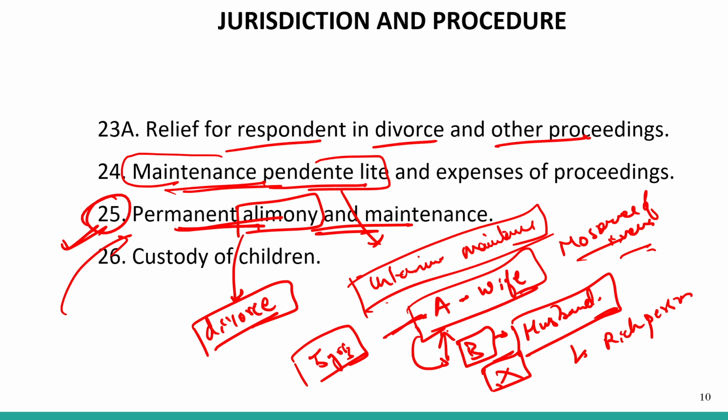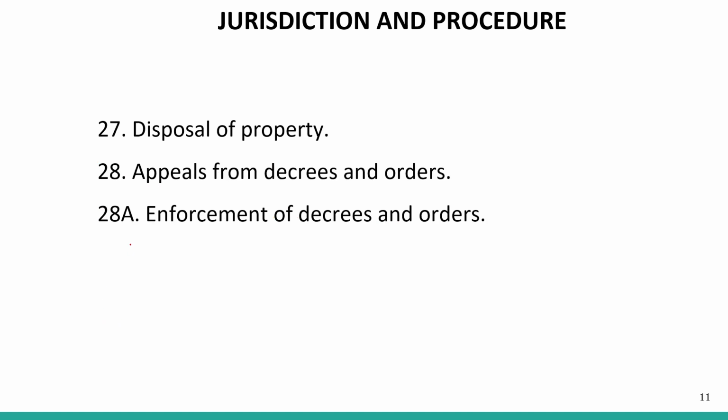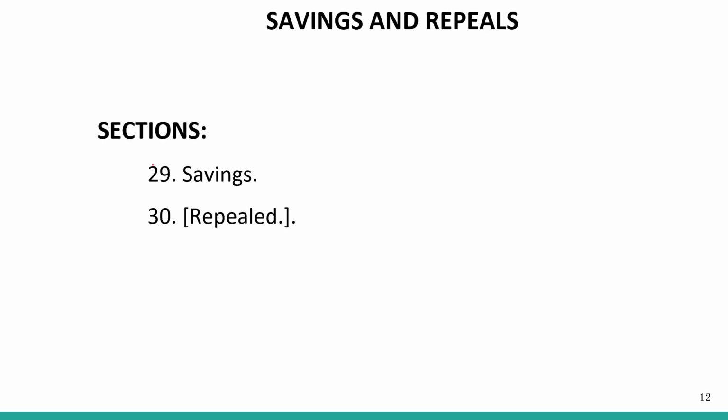So a sort of relief is being provided through Sections 24 and 25, which is talking about maintenance pendente lite and permanent alimony. Then we also talk about custody of children, to whom the children will be given the custody if at all there are chances that the marriage is being solemnized. Then how the property will be disposed of, and appeals from decree and some orders, whenever there is a decree or order, to whom the appeal will be passed, and enforcement of decrees and orders. This also we are going to study.